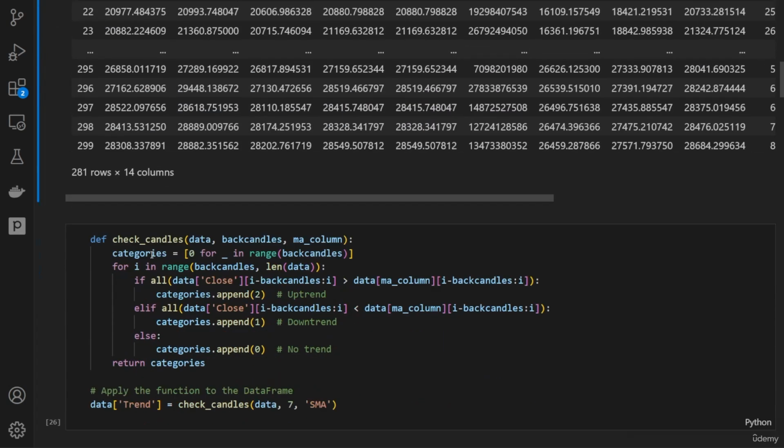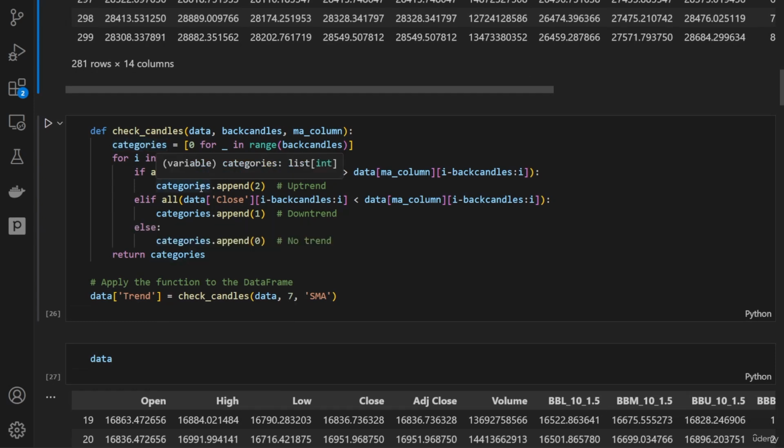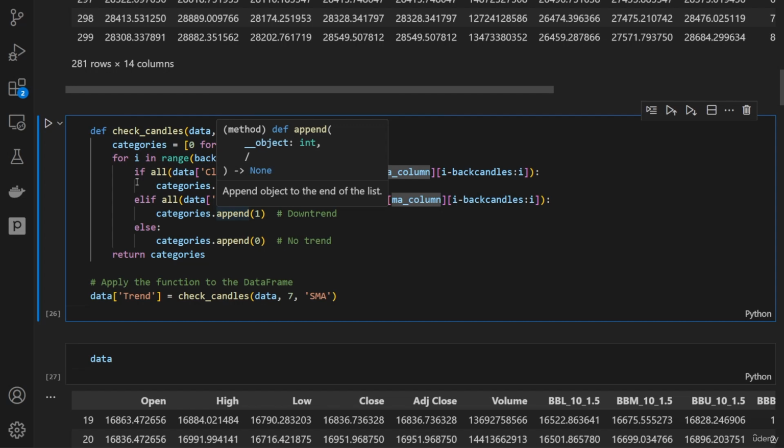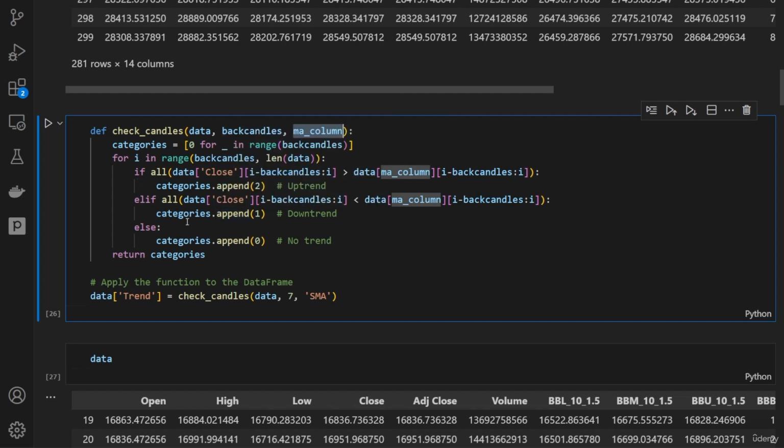Now I'm going to add one more trend detector that we have used in previous videos, which is the check candles. I'm going to check within the data frame for each candle if the previous candles, like the number of back candles, are above or below the moving average column or the moving average value, in which case we consider we have an uptrend or a downtrend. We have seen this function before, it was explained.